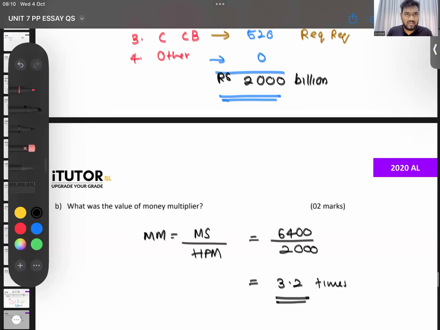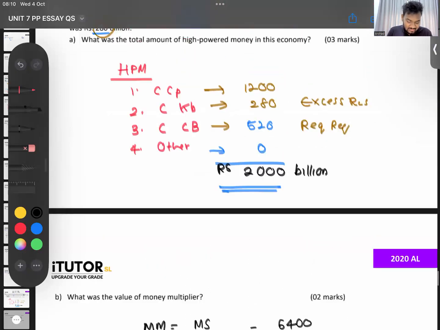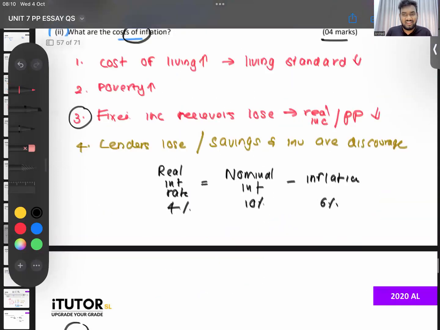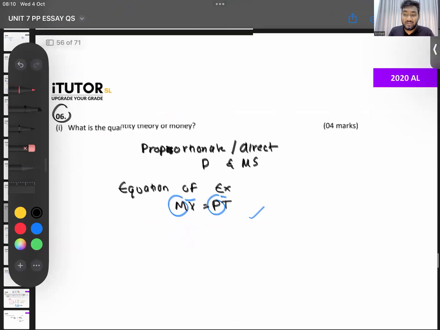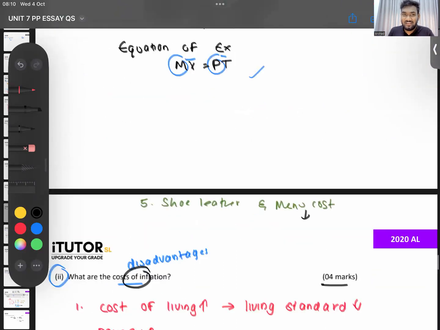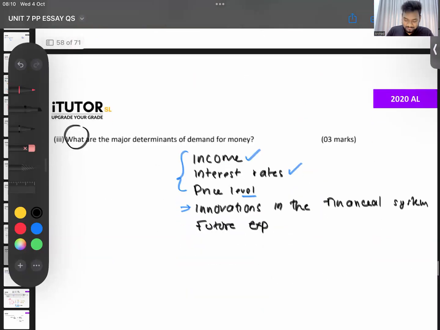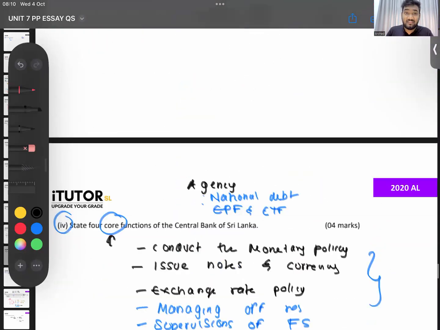Don't you think you can get 20 out of 20 for something like this? If you get a question like this, you can definitely get 20 out of 20. Unit number 7 question, if you can get 20 out of 20, right? That's the easiest thing that you can get, right? Then 2020 is done. We'll move to the next.